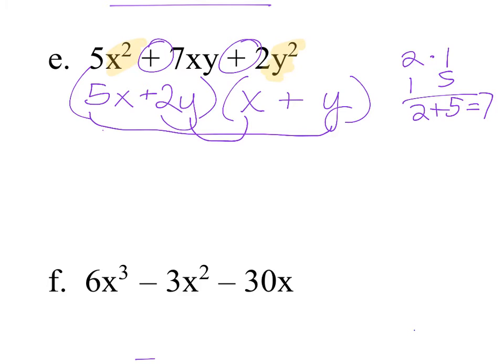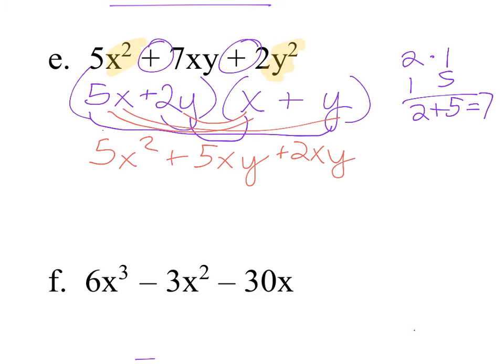Okay, so I can check this to make sure I've done it right. I have 5x squared plus 5xy plus 2xy plus 2y squared. That's going to add to 7xy. And sure enough, I have my original equation.